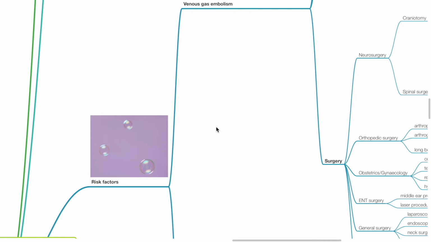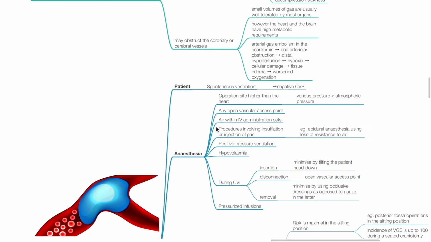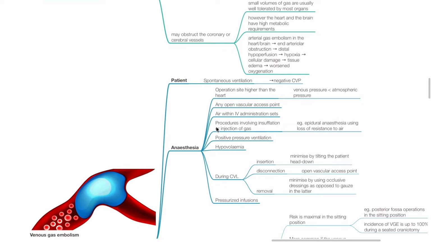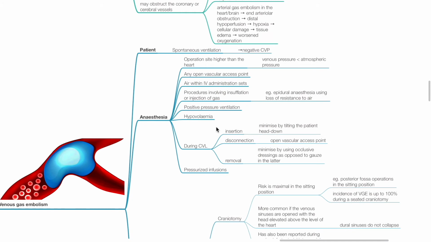Risk factors for gas embolism. For venous gas embolism: the patient's spontaneous ventilation results in negative CVP. Anesthesia with the operation site higher than the heart, causing atmospheric pressure to exceed venous pressure. Any open vascular access point, air within IV administration sets.